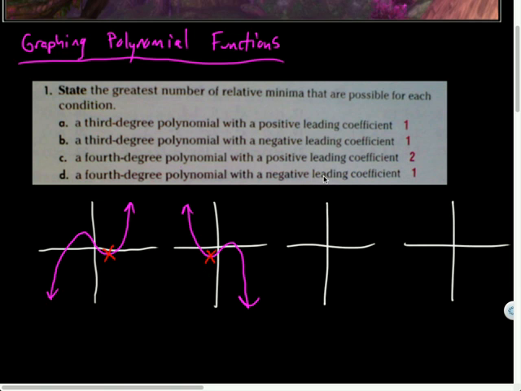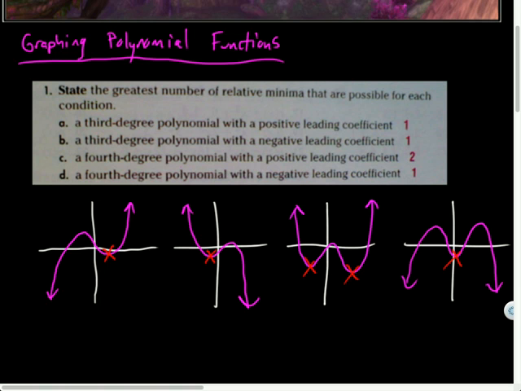So once again, one local min would be present at most. A fourth degree polynomial with a positive leading coefficient is our classic W, so that one would have two local mins at most. And lastly, a negative leading coefficient, fourth degree, is the M situation, and the number of local mins would be 1.